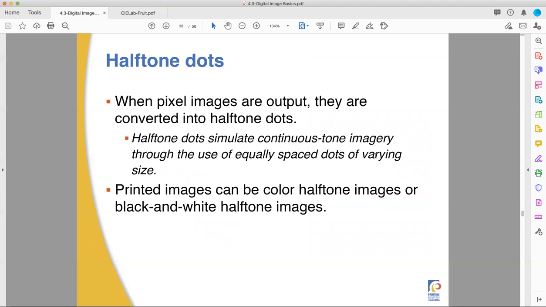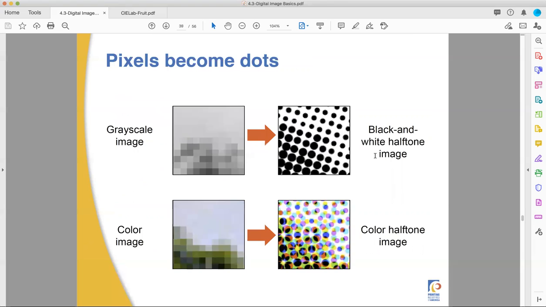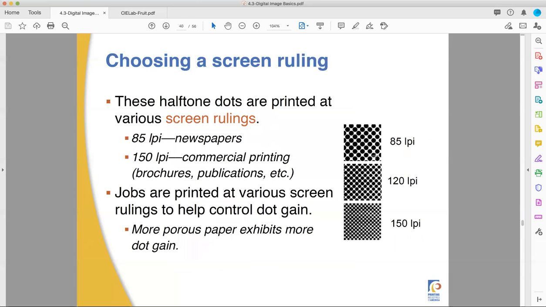When you output a pixel-based image, a raster image, to make a printing plate or even to run on a digital machine, it gets converted from pixels to halftones. And they simulate at a decent distance what continuous tones should look like while not being that. Pixels become dots. I really love this image, by the way. You have the grayscale image on the left, and that is turning into the black and white halftones on the right. A color image turns into 4 sets of halftones on top of each other, one for cyan, magenta, yellow, and black, respectively.